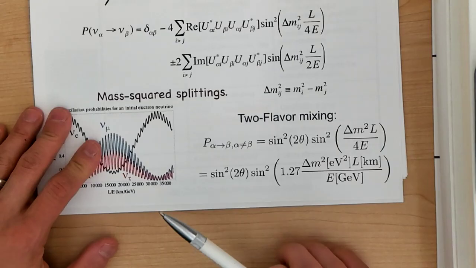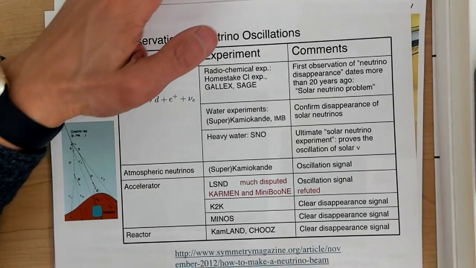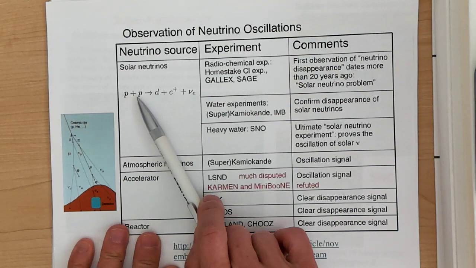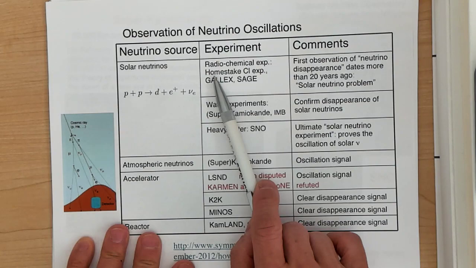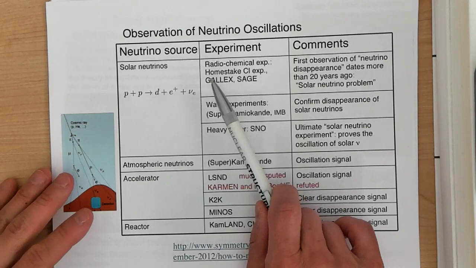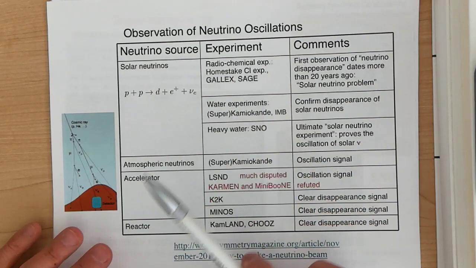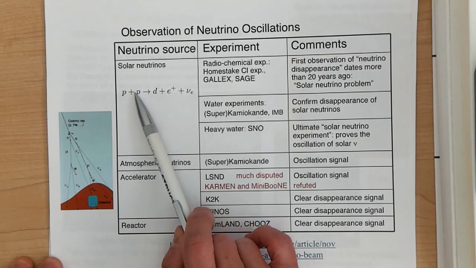Now, here are some neutrino experiments. For example, to measure solar neutrinos, pp goes to d, the deuteron, plus positron plus electron neutrino. Historically there were these observations in the Homestake mine. This is a famous experiment by Ray Davis, where there was a solar model of exactly how this pp fusion process was happening.